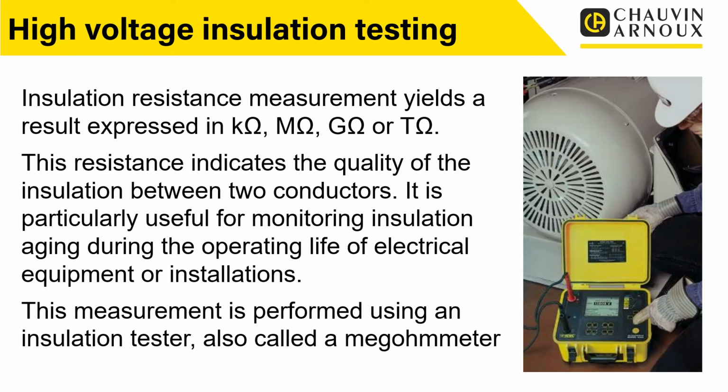Insulation resistance measurement yields a result expressed in kiloohms, megaohms, gigaohms, or in some cases even teraohms. This resistance indicates the quality of the insulation between two conductors. It is particularly useful for monitoring insulation aging during the operating life of electrical equipment and installations. This measurement is performed using an insulation tester, also called a megohmmeter.